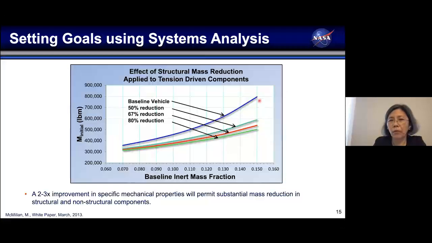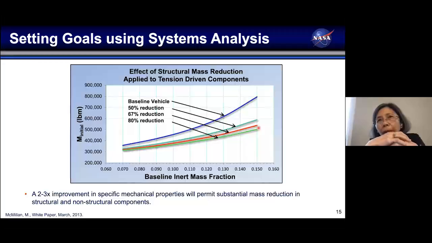you can get a maximum savings over here. This turquoise line is double the strength. So there's a 50% reduction in mass, right? And that 50% reduction is significant when you look at the actual weight of just the tension-driven components, and it's on the order of 200,000 pounds. And in the context of the entire vehicle, what that came to was about 25% in mass savings.